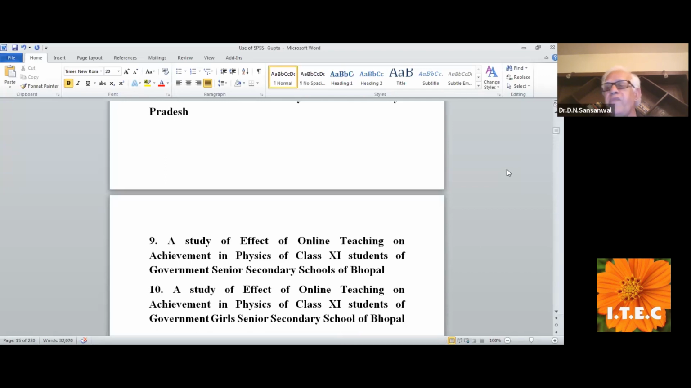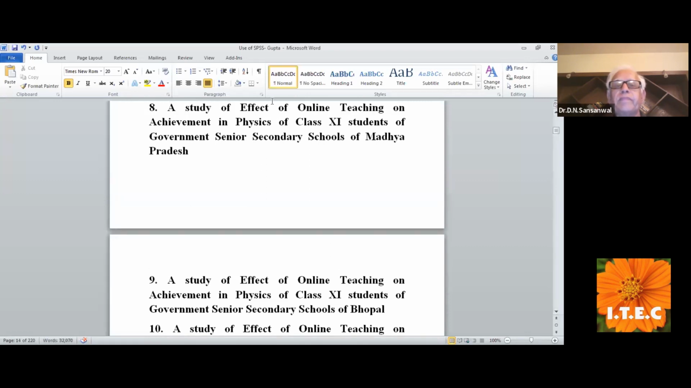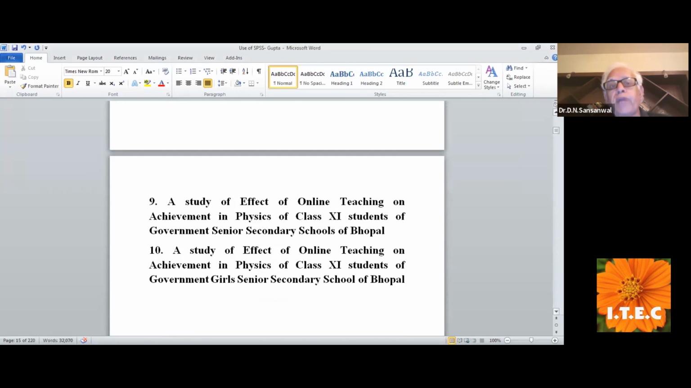Now, if you have to see, then which one do you think will be all right? Please see, number 10 is not all right, because I have taken only one school. It is Government Girls Senior Secondary School. It's only one, it's not schools. So therefore, you can say school number one. Now the 10th one is not all right.